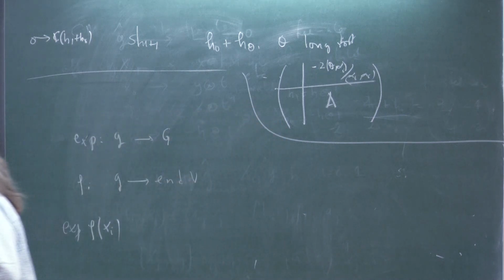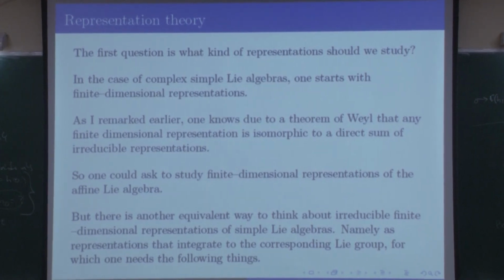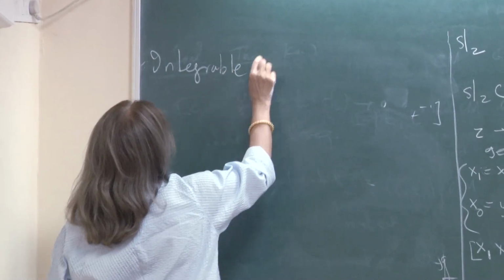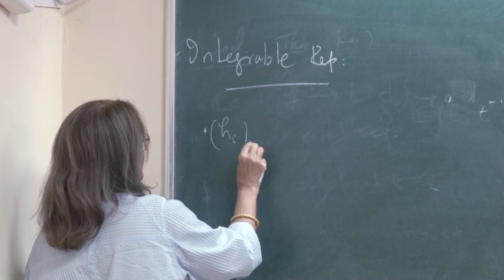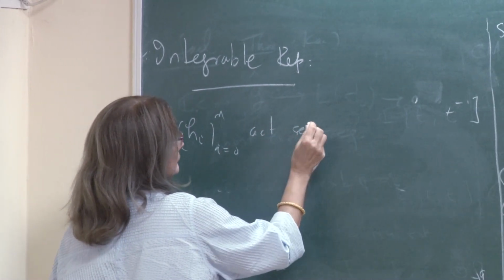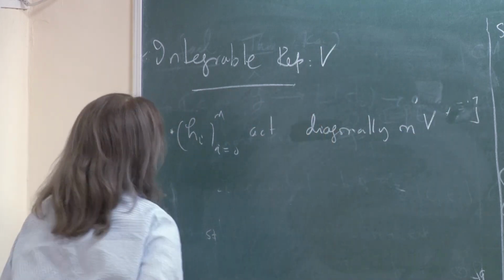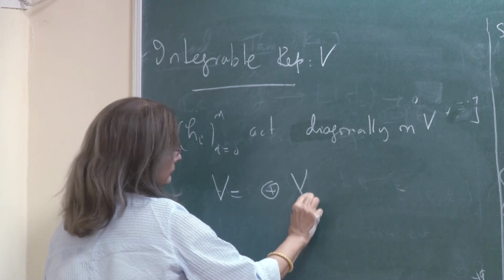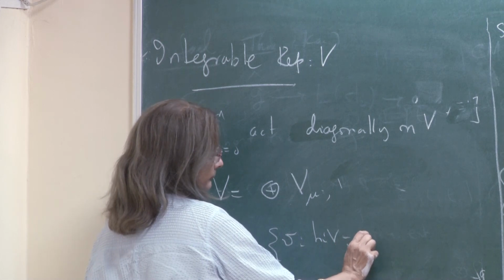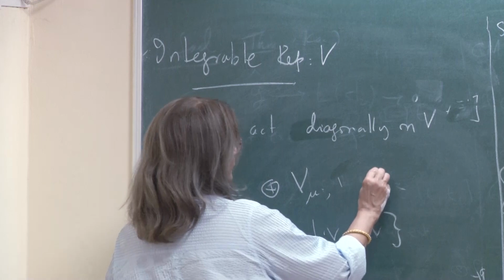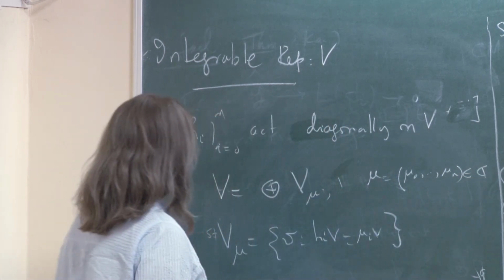So that motivated the definition of an integrable representation. That's the more general concept than finite. So let me first say that. An integrable representation: you want the torus, or in this case the elements h_i, i equal to 0 to n, to act semi-simply or diagonally on the representation. So that means you can write V as a direct sum of eigenspaces for the action of the h_i. This mu is just a collection of scalars, so let's just say in C to begin with. Okay. So that's one condition.